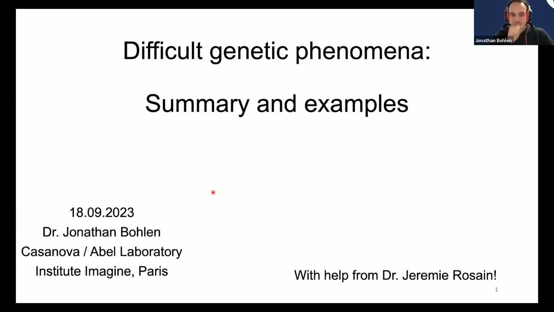Hello, everyone. Thanks so much for having me. I'm a postdoctoral researcher at Institut Imagine in Paris in the Casanova research group. And today I have been asked, and I'm very happy to present to you some selected examples of very difficult to detect genetic variants and talk to you about what they are and how you could possibly find them. And I will also give you a small example out of our own research work with such a case.